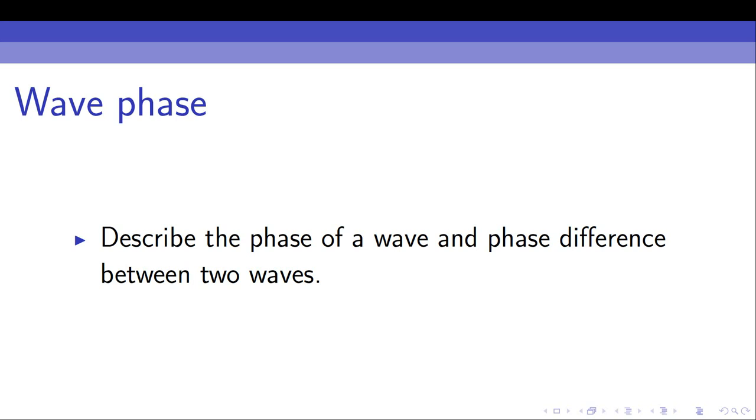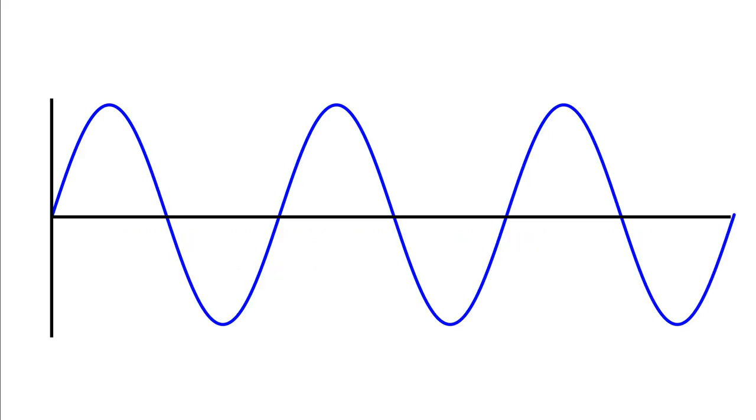Another key property of waves is called phase, and here we're going to look at how we can measure the phase of a wave and the phase difference between two waves. So here we've got a sketch of a wave, and we can see we've got the typical sinusoidal wave coming up and down, up and down.